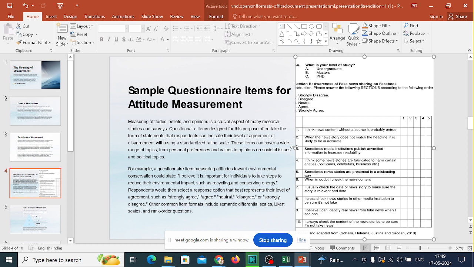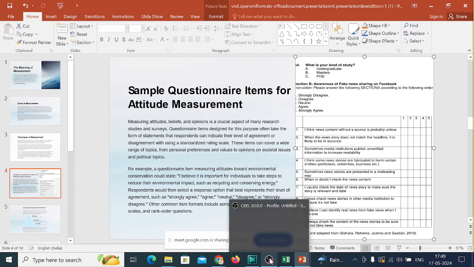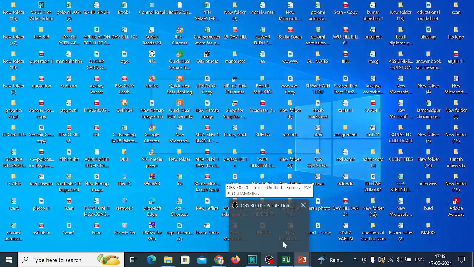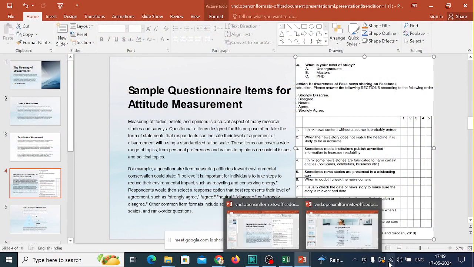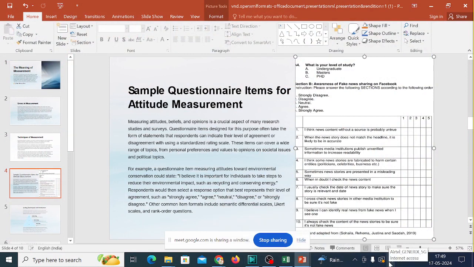Measuring attitude, belief and opinion is a crucial aspect of many research studies and surveys. Okay, now questionnaire items designed for this purpose often take the form of statements, and the response can indicate their level of agreement or disagreement. With a standard rating scale, these items can cover a wide range of topics, from personal preferences and values to opinions on societal issues and political topics.